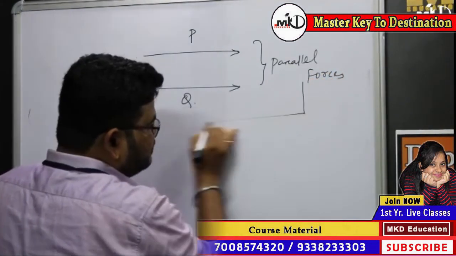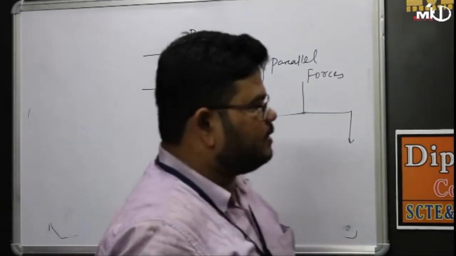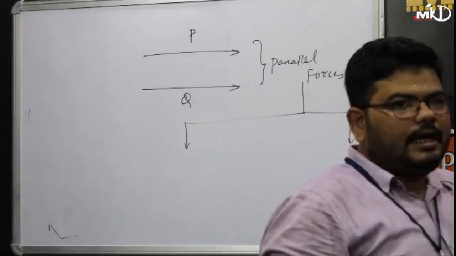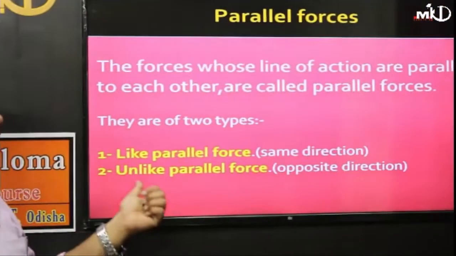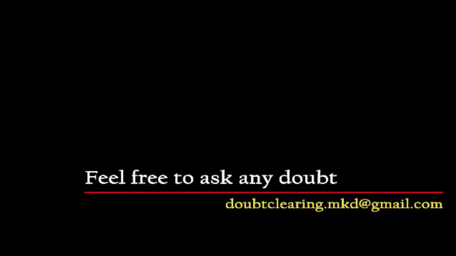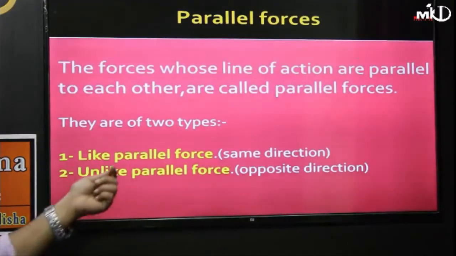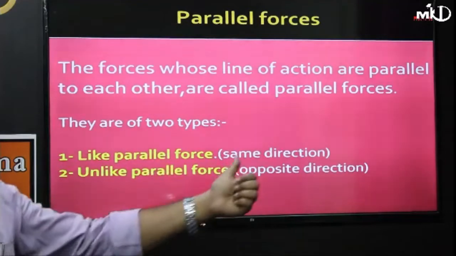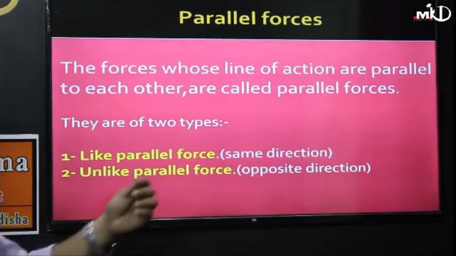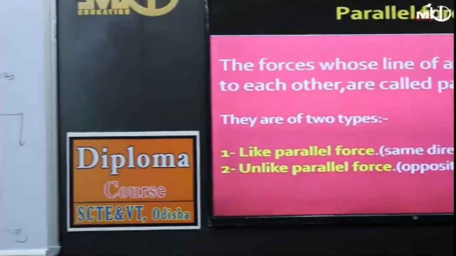These parallel forces are divided into two types. One is called like parallel force and the other is called unlike parallel force. Like parallel forces mean the lines of action are in the same direction, and unlike parallel forces mean the lines of action are in opposite directions.